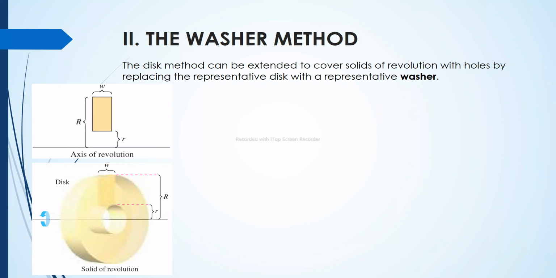Now, the second method in determining the volume of a solid of revolution is the washer method. Actually, the washer method is just the extended version of the disk method. The disk method can be extended to cover solids of revolution with holes. For the disk method the solid is pure, while in this one we have a hole in the center. We do this by replacing the representative disk with a representative washer. This is our washer. It has a hole in the center.